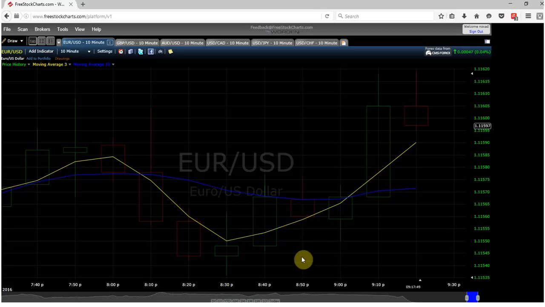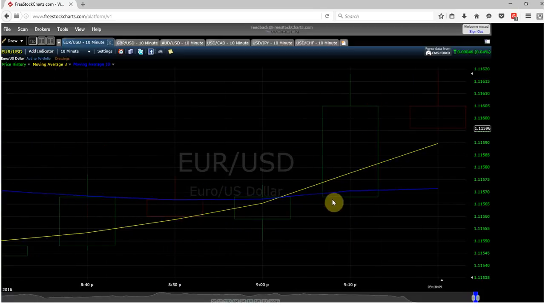And the same thing again over here. The yellow line started crossing the blue line pretty hard, going up. So that would have been a call trade. We're saying the price is going to go up, and it did. And you can see it did pretty good with a pretty big candle right here.